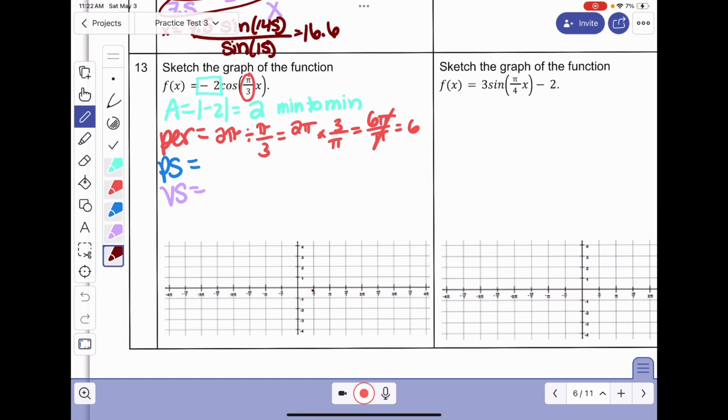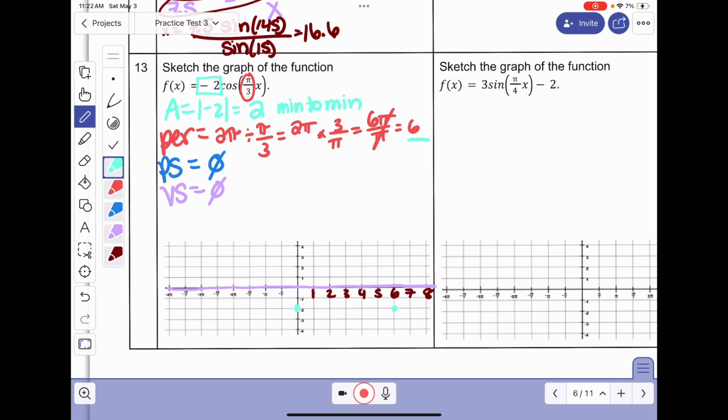That tells me I need to change these: 1, 2, 3, 4, 5, 6, 7, 8, just to make my life easier. Phase shift, there's nothing added or subtracted in the parentheses, so there's no phase shift. And vertical shift, there's nothing added or subtracted, so our midline is still 0. So this is our midline. So cosine's going to go min to min with a 2. So on the y-axis, we're going to go down 2. And then at 6, we're going to go down 2.